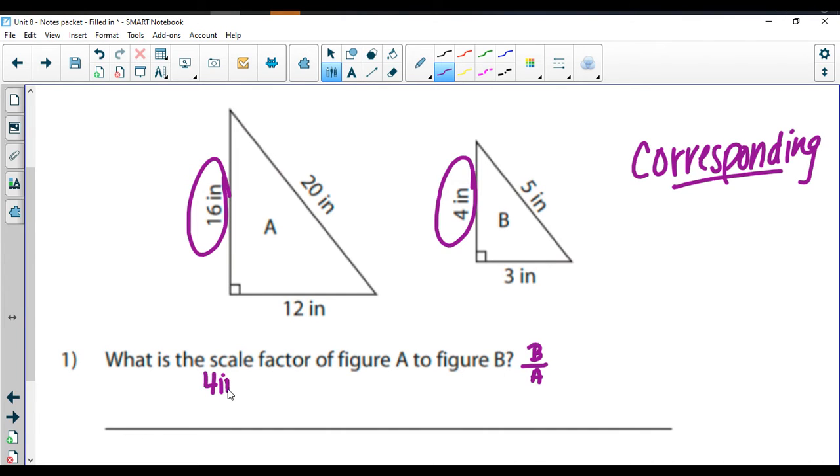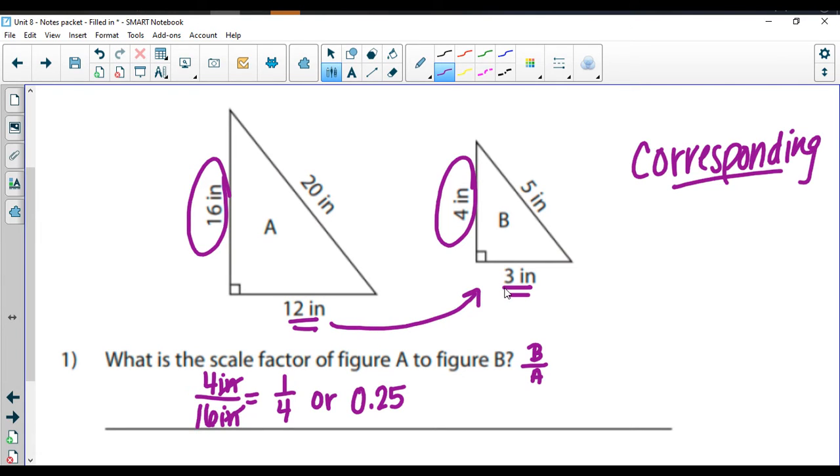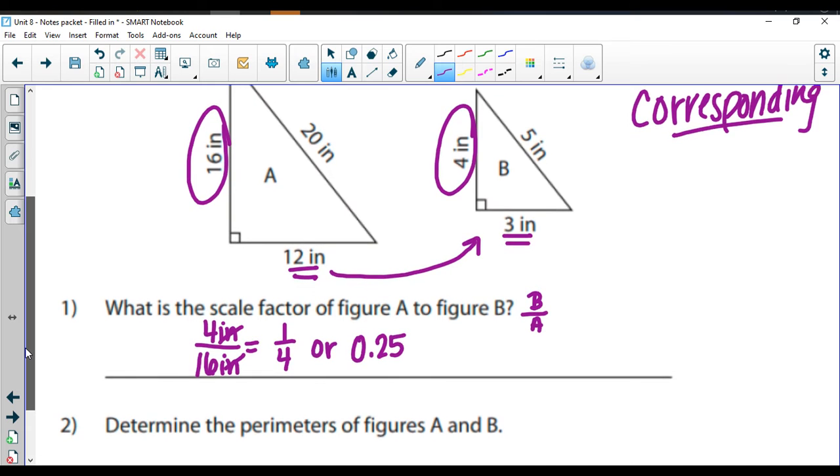So for that side on B, we have 4 inches, and on that side on A, we have 16 inches. Because our units are the same on top and bottom, they'll cancel out, and we get 4/16, which is really just 1/4, or 0.25. What that tells me is any of my measurements over here in A, I can multiply by that scale factor and I will result in the similar side on figure B. So that does work. 12 times a fourth or 12 times 0.25 will give me 3 inches, and 20 times a fourth will actually give me 5 as well. So that scale factor is 1/4 there.